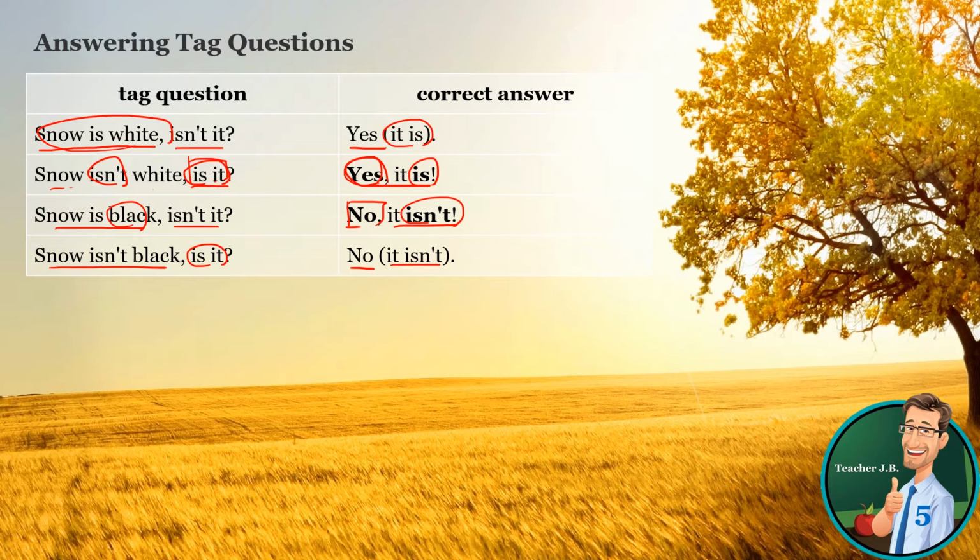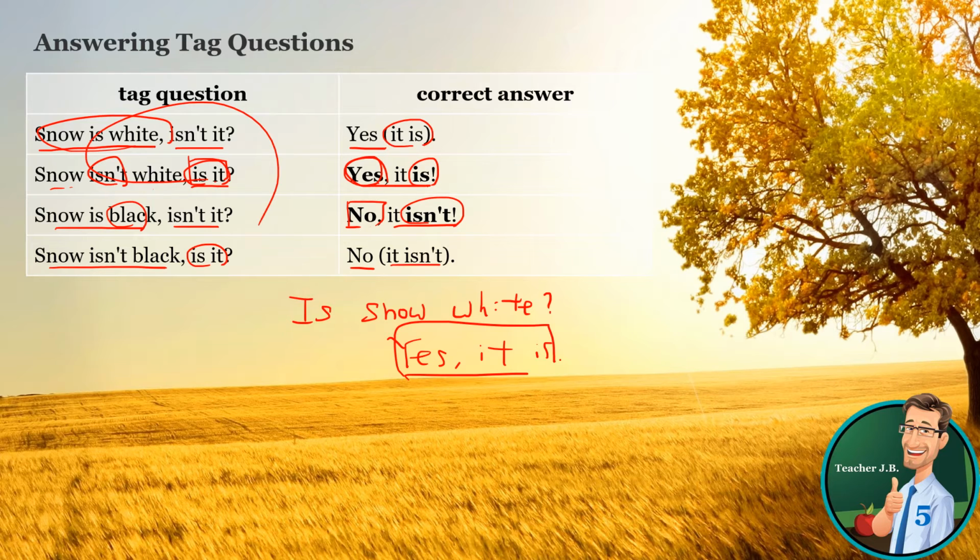So just use the same answer you would use for a normal question. Is snow white? And then you would say, yes, it is. If the answer is yes, say yes, it is. And is snow black? No, it isn't. Just like that. If the answer is no, say no. That's it.